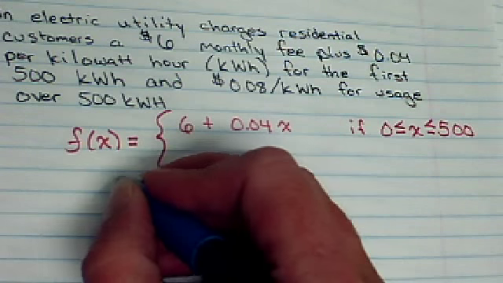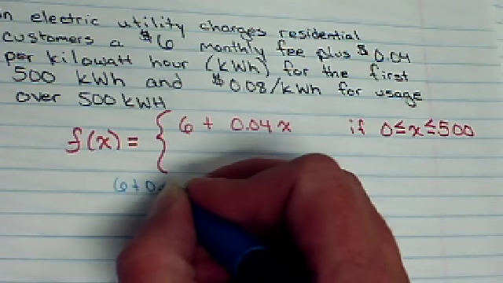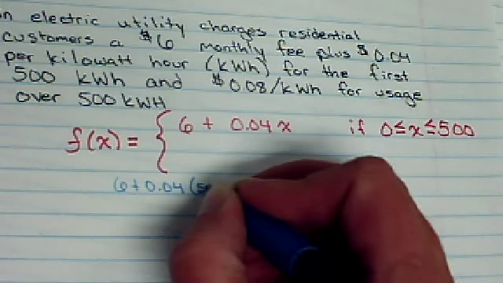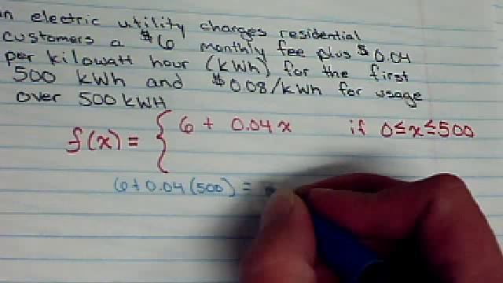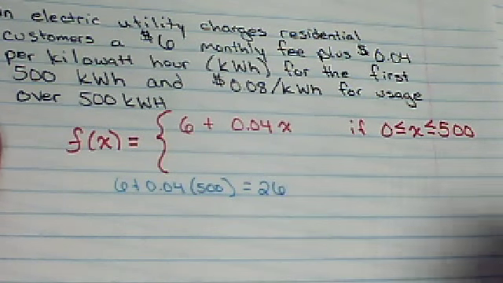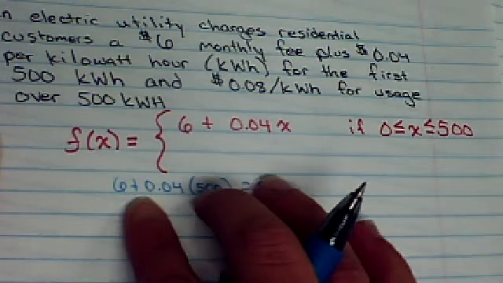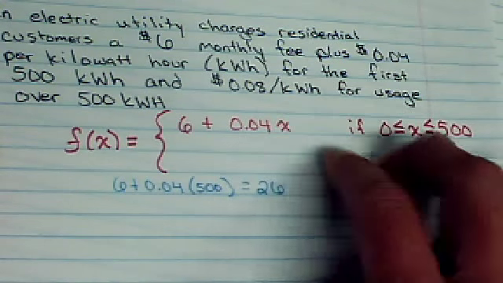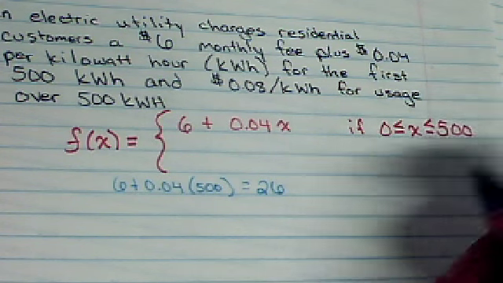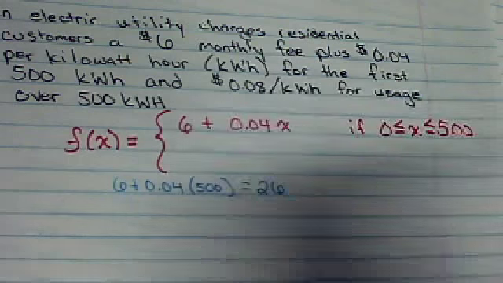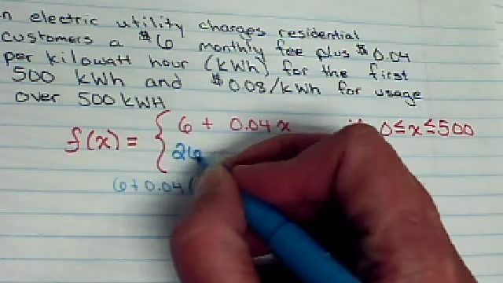So if we look at the 500 kilowatt hours, 6 plus 4 cents for the 500 kilowatt hours. How much has the customer already spent? 6 plus 4 cents times 500, I get a total of $26. So they already have to pay $26 for the 500 hours that they've already used.